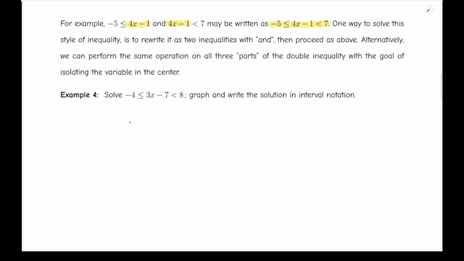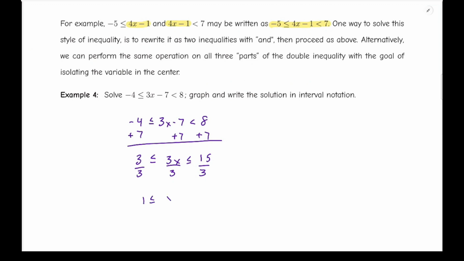So here we have negative 4 less than or equal to 3x minus 7 less than 8. First thing I want to do is get x by itself, so I'm going to add 7, but now instead of just adding it to two sides, we have to add it to all three sides. So we get 3 less than or equal to 3x less than 15, and last but not least, divide by 3. So you get 1 less than or equal to x less than 5.